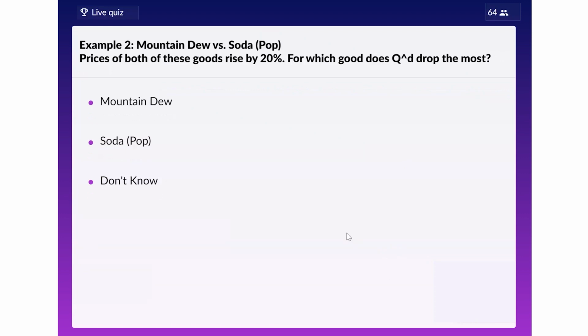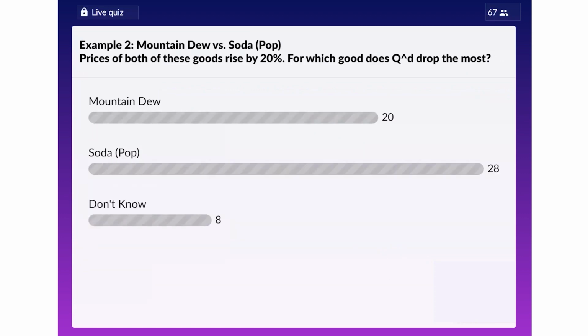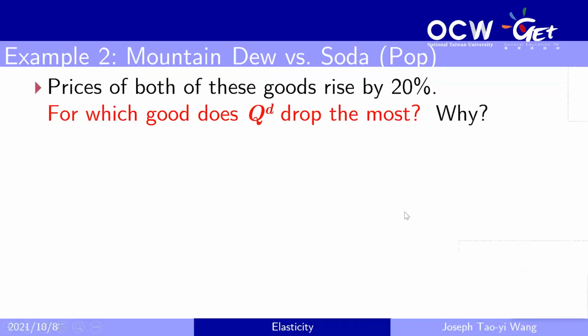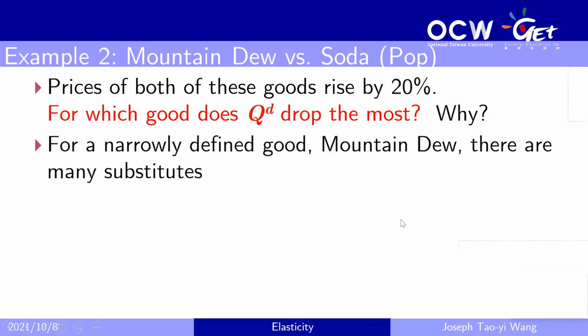Okay, so time's up. Let's look at your answers. A lot of you say soda, 20% of you say Mountain Dew, and 8 of you say don't know. And the answer is Mountain Dew. Wait, do you know what is Mountain Dew? Yeah, so it's a particular type of soda that's made by the company that also is producing Coca-Cola. Okay, Mountain Dew is a particular type of soda.